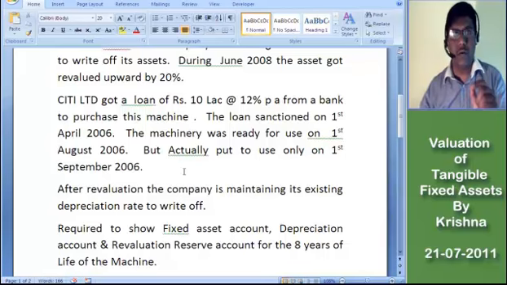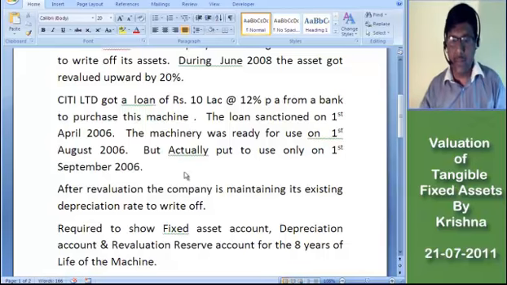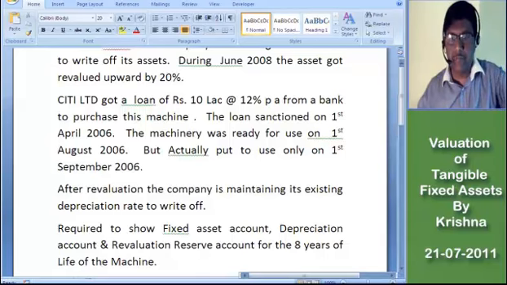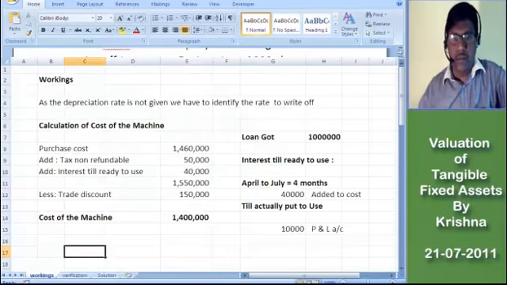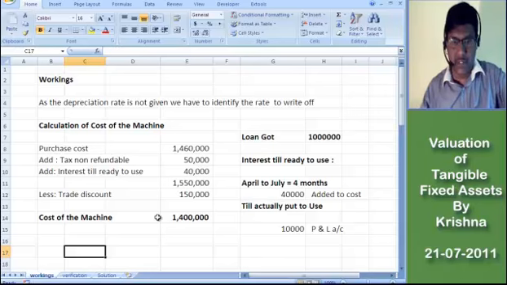Then we have to see how the revaluation is handled inside accounts. If we understand all these points, we can easily prepare the required fixed assets account, depreciation account, and revaluation reserve account. Now we have to do some workings. First working, the depreciation rate we have to find. For that purpose, we have to first calculate cost of machine.